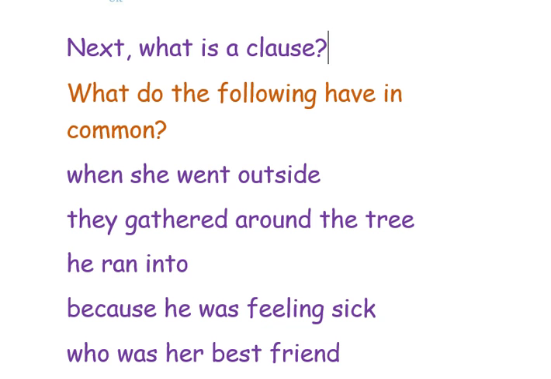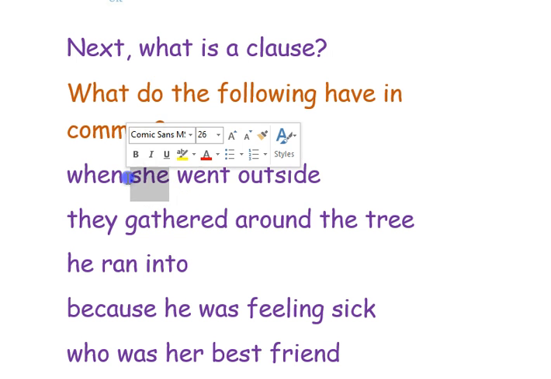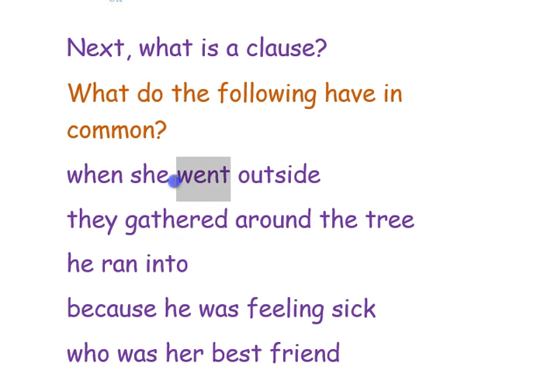Now let's look at clauses. What do the following words have in common? That's right, these groups of words contain a subject and a verb, but they don't always make sense. So all the subjects have been highlighted in red and the verbs have been highlighted in green. However, not all the clauses make sense.